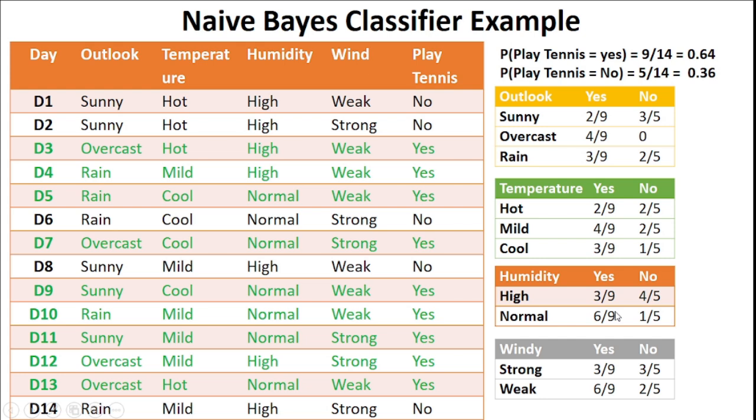Now we are getting into the fourth feature, windy. Under windy you have 2 subclasses, namely strong and weak.